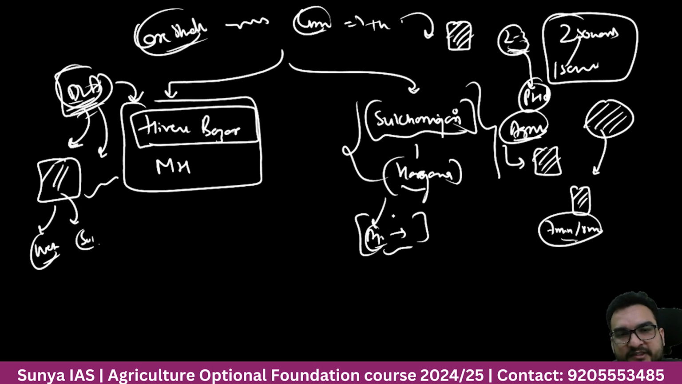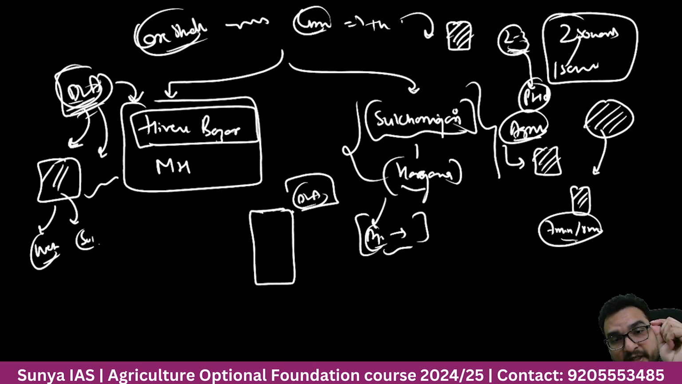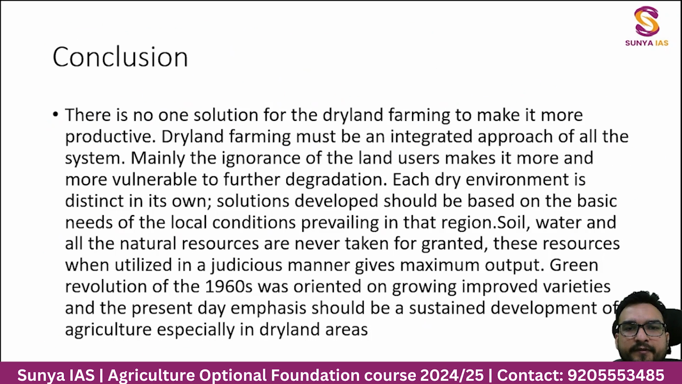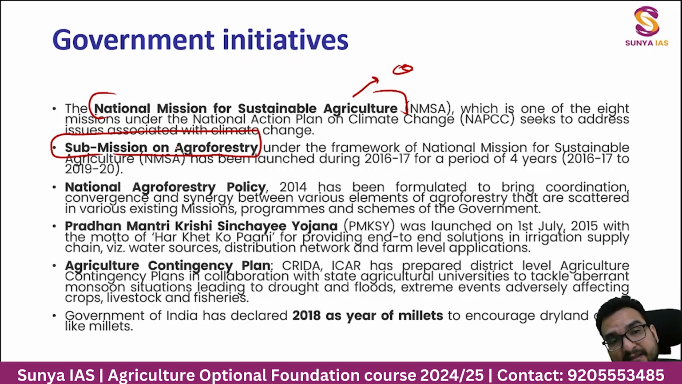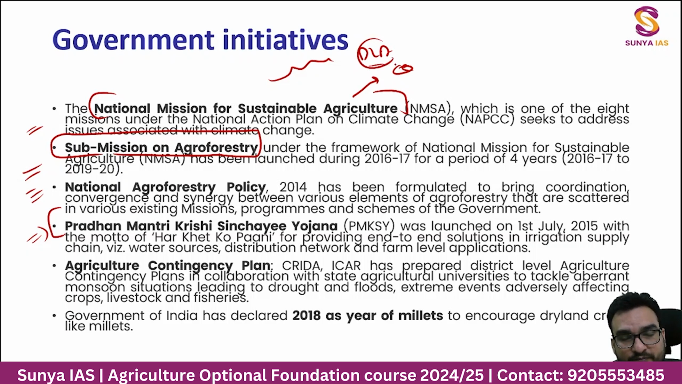Also add some of the case studies. The dryland agriculture topic would be almost complete for you if you add these case studies too. Also, I have added some of the government initiatives which are going on, like the National Mission for Sustainable Agriculture. You will study this under economy, and we will also study these schemes, but not right now. Just try to understand that under these schemes we have provisions for dryland agriculture. Not exactly, but you just see.